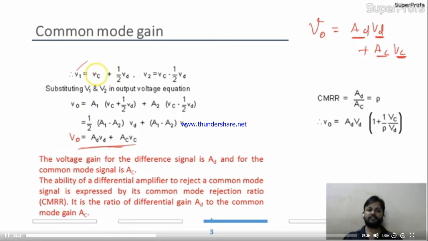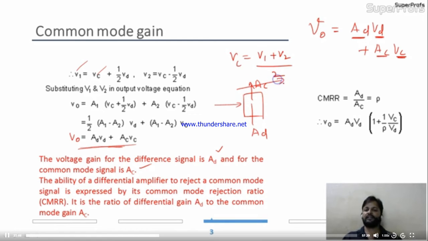Actually this VC is the average of the two, VC is V1 plus V2 by 2. If you put these values in, you will automatically get this. So V0 is like this. The voltage gain for the differential signal is AD, and for the common mode it is AC. So remember, if this is your op-amp, the gain of this op-amp is not only AD but AC also. Two types of gain. This is the unnecessary, undesirable gain.